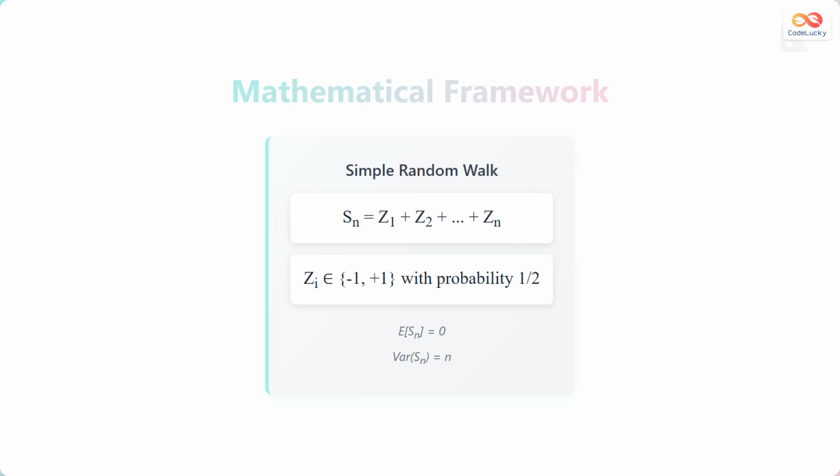Some key properties of this simple random walk are: the expected value of S_n, which is written as E of S_n, is 0. This means that, on average, the walk will end up at its starting point. And the variance of S_n, written as Var of S_n, is equal to n, the number of steps taken. This indicates how spread out the possible locations are after n steps.